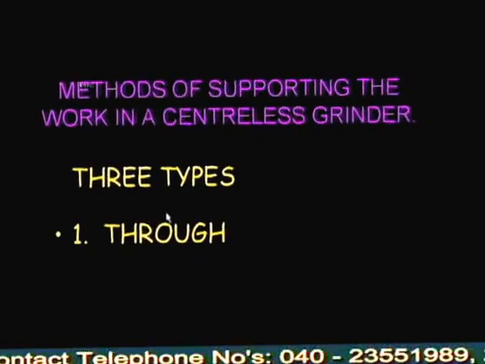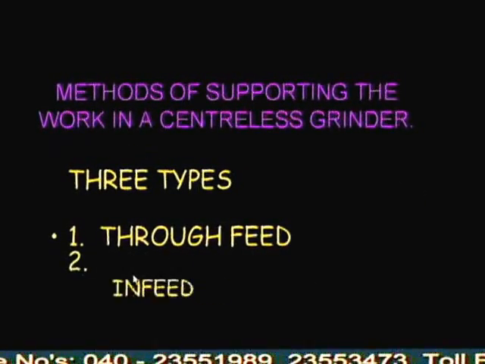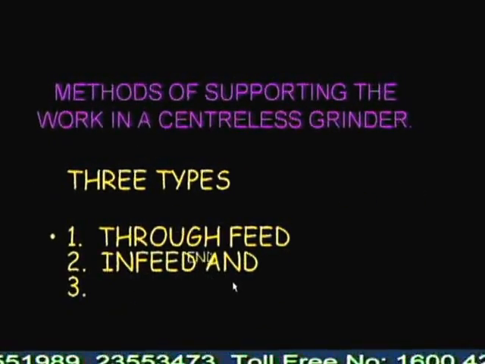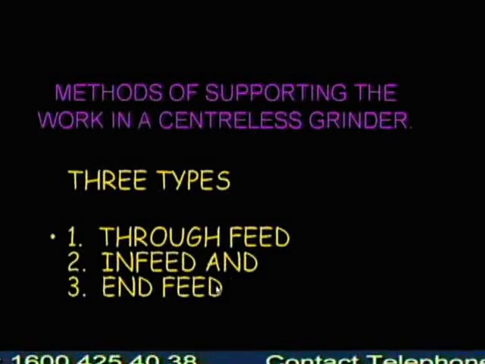How many types are there for supporting the work? These three types: through feed, in feed, and end feed. In some cases the workpiece has less weight compared to the grinding wheel, in some cases the workpiece has a long length, and in some cases the workpiece has shoulders or tapers which obstruct the axial movement or traversing. In such cases we have to go for these three types of feed.